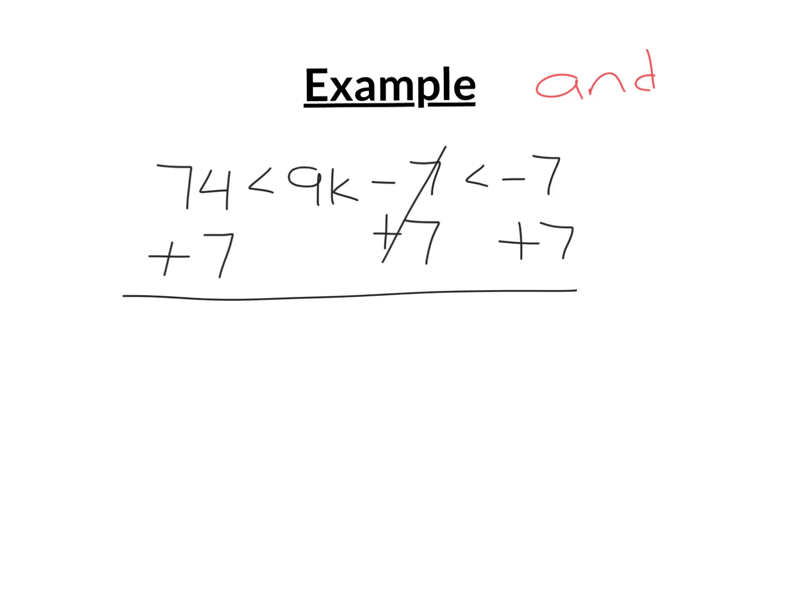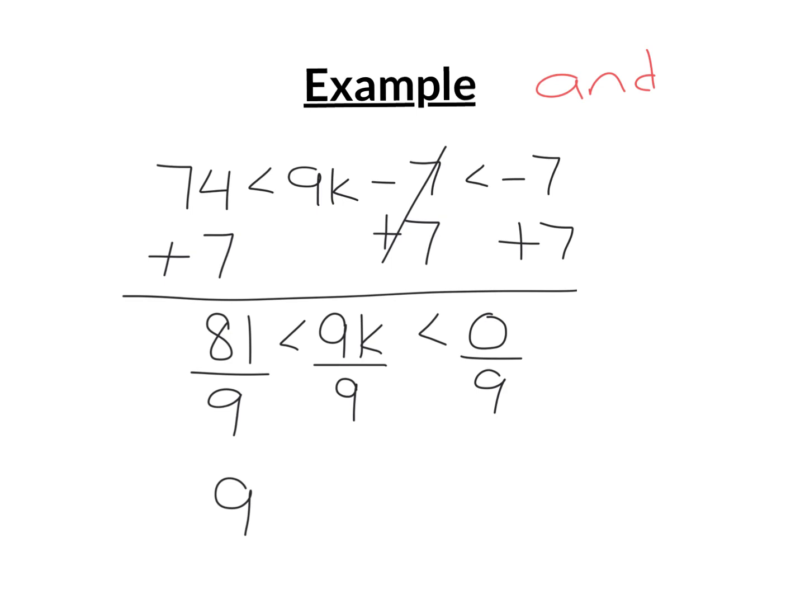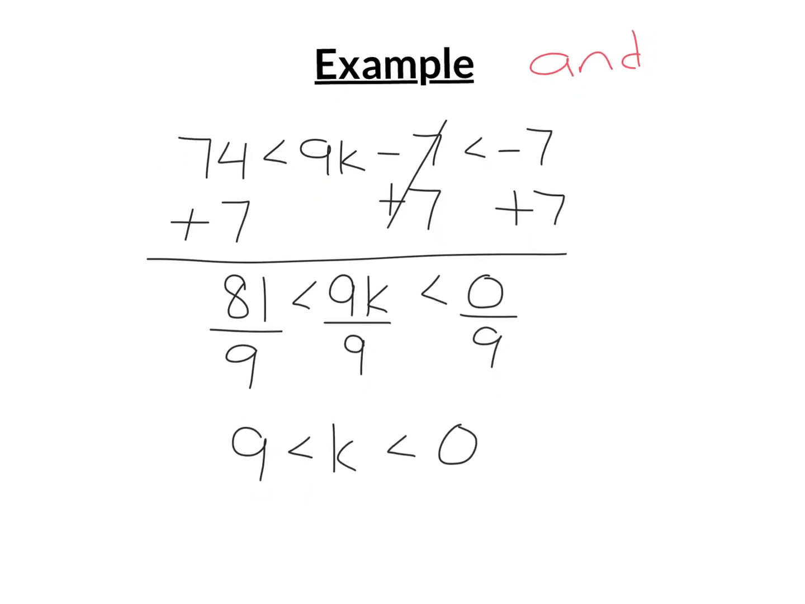So on the left, we have 74 plus 7, which is 81. In the middle, we have 9k. And then on the right, we have 0. Everyone okay with that step? Okay, so what's our last step to get k by itself? Divide by 9, and we have to do that to everything. So now I have 9 on the left is less than k, which is less than 0. Is everyone okay here? Does that make sense?